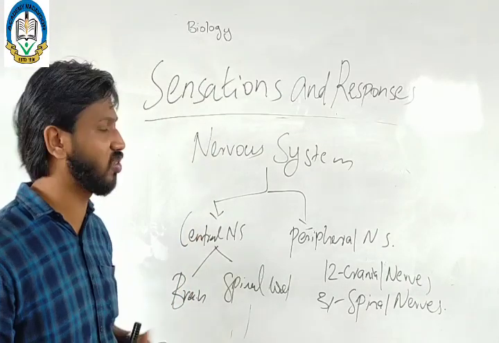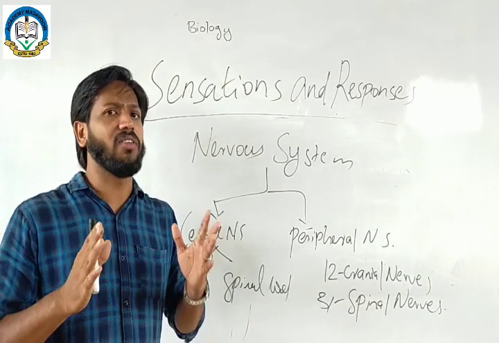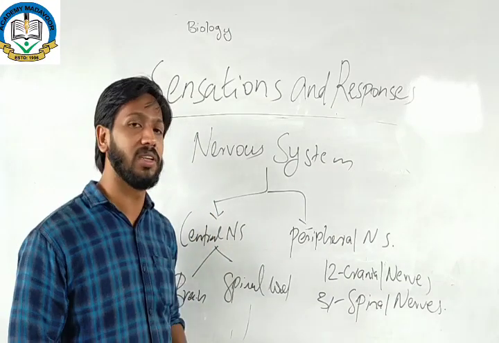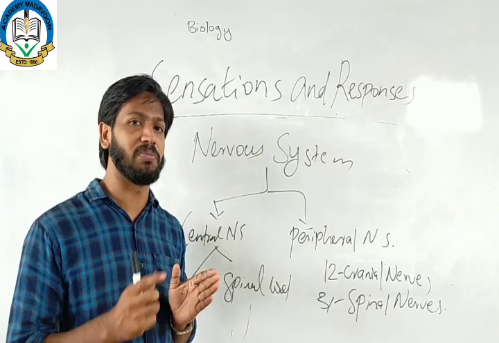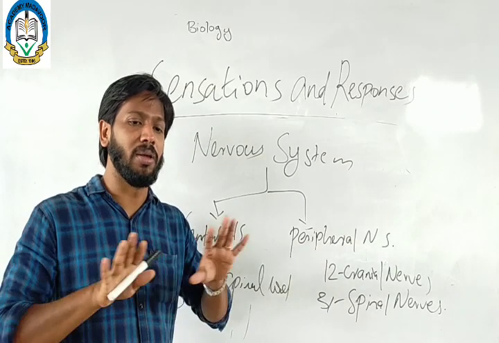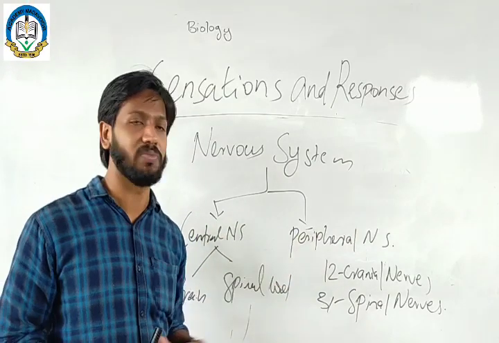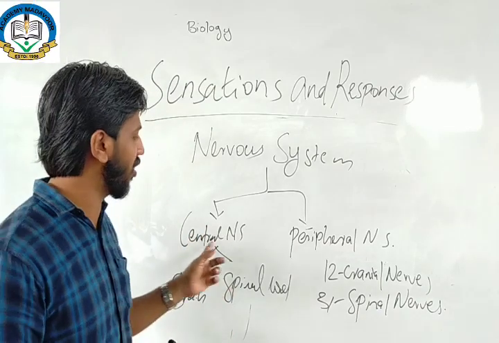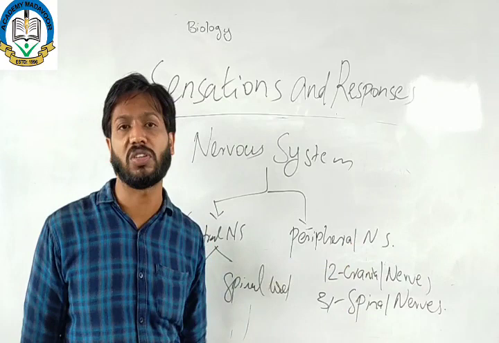Here we are studying the nervous system. Our nervous system we can divide into two: central nervous system and peripheral nervous system.